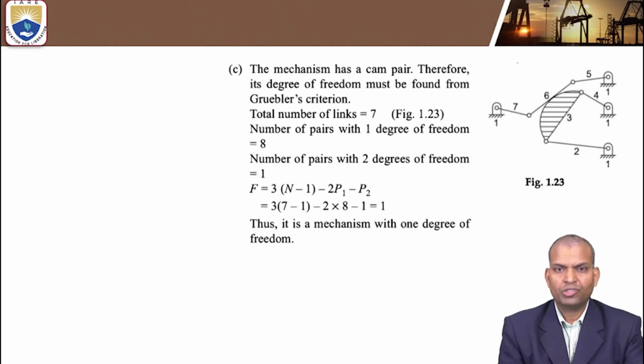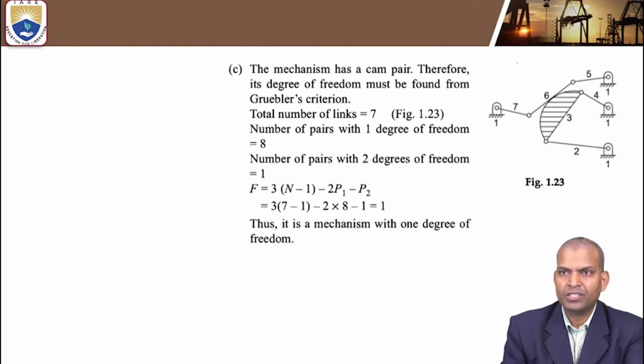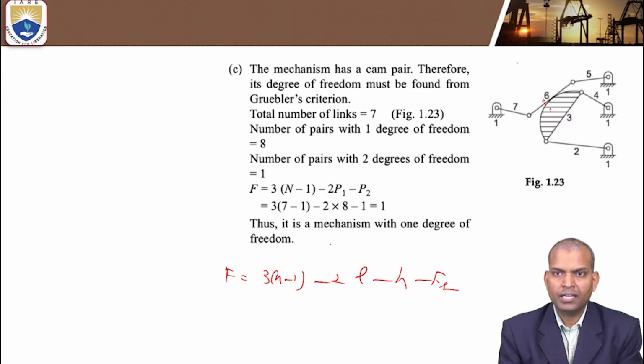Now the problem number 3. This problem is given by considering the higher pair contact. The contact between 6 and 3 is a higher pair contact. What is our formula again? F equal to 3 times n minus 1 minus 2 times lower pairs minus higher pairs, if you want the redundant degree of freedom. This is the final formula. Here the redundant degree of freedom Fr equal to 0.